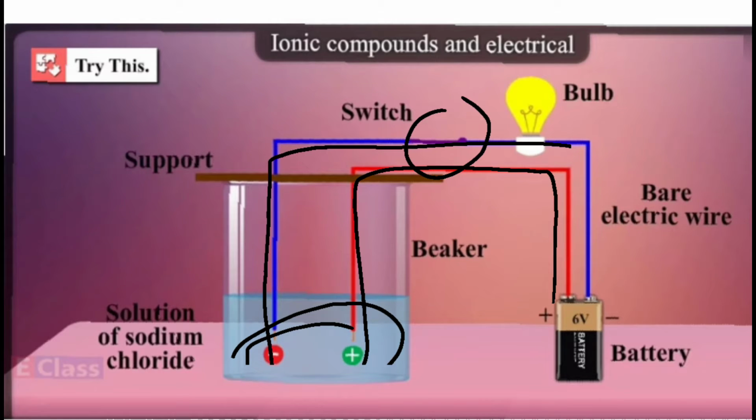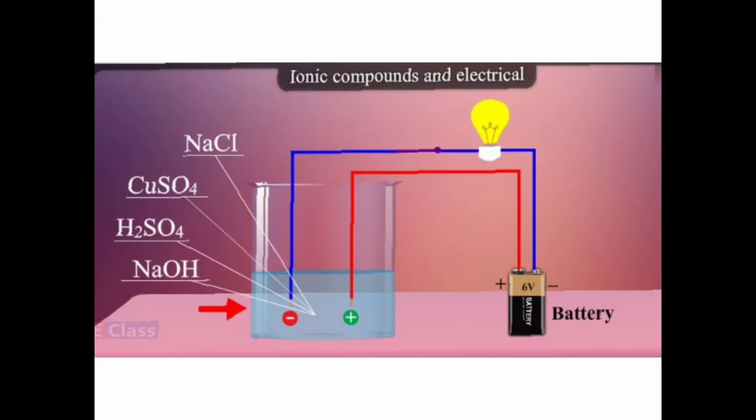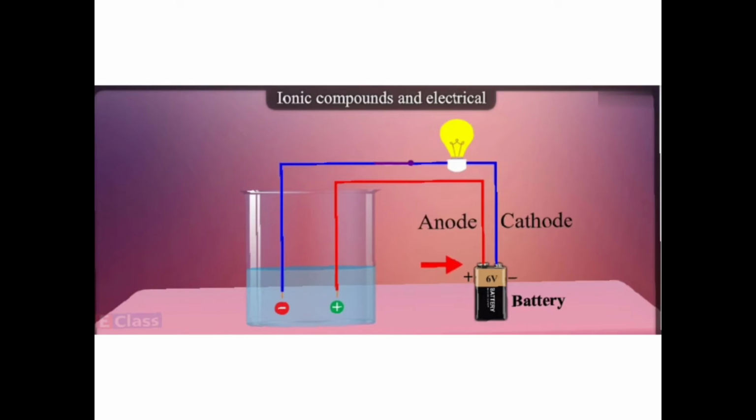Right? So such things, children, through which electricity can pass are called electrolytes. What are they called? Electrolyte. You have, children, sodium chloride, copper sulfate, sulfuric acid, sodium hydroxide, all of them can conduct electricity through them. So they all are electrolytes.